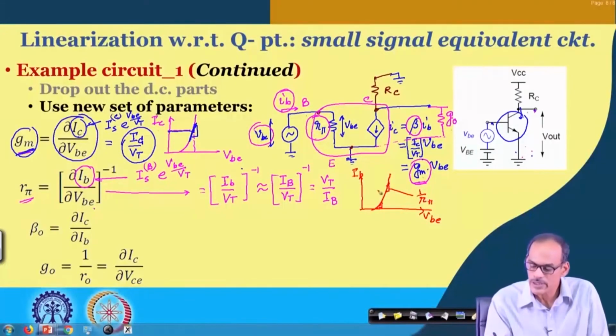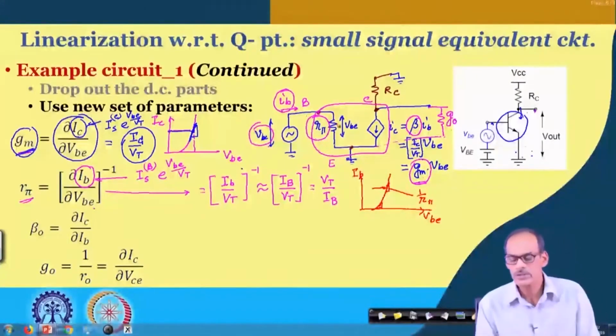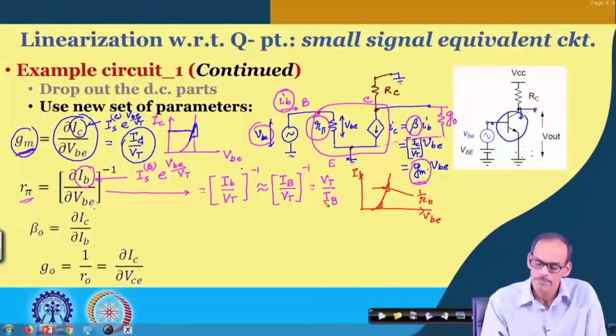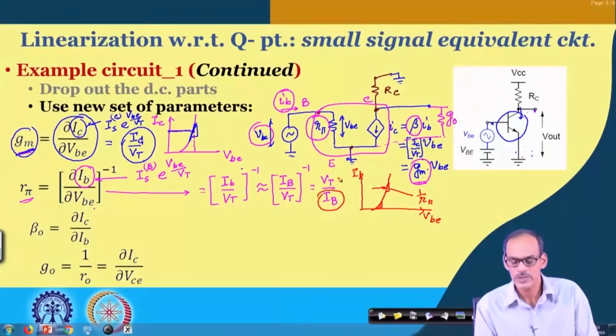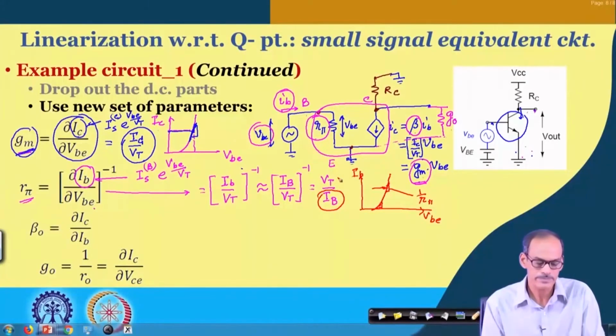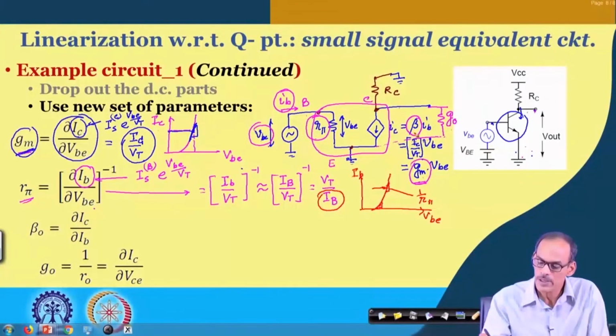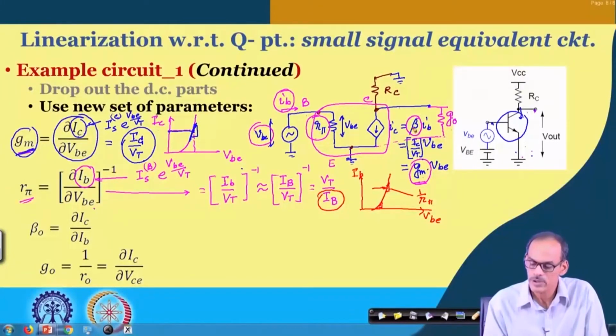But as I said, if we restrict our discussion or our experiment with respect to some operating point, then you may say that this r pi remains constant. So, based on the DC current capital IB, we can say its resistance is VT divided by IB.